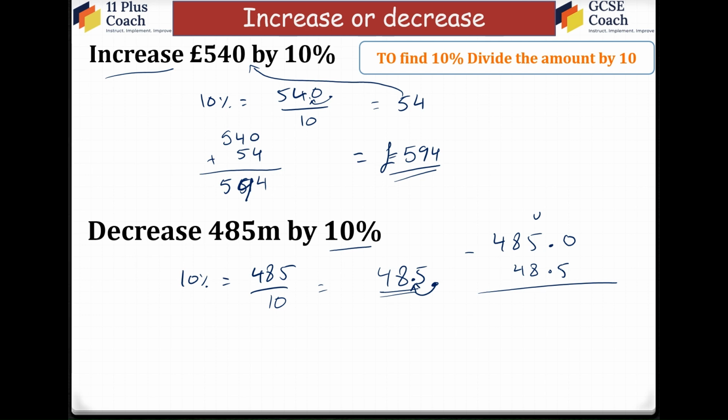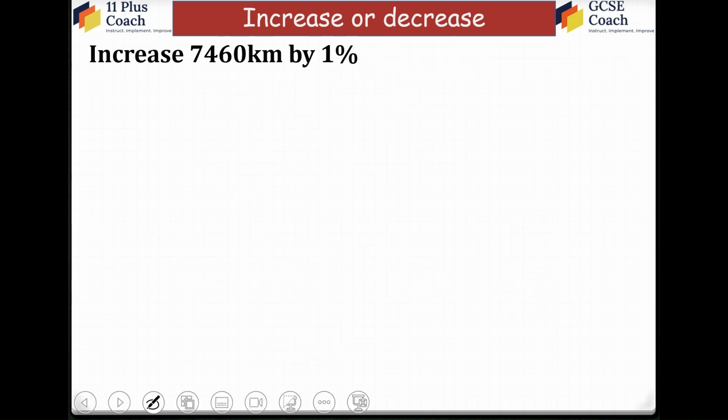Now, hopefully you remember this. When you're taking away, you can't take away a bigger number from a smaller number. So I need to borrow 1 from the 5. That becomes a 4, and that becomes a 10. 10 take away 5 is 5. I'm left with a 4. So I'll borrow 1 from the 8. That becomes a 7, and 4 becomes 14. 14 take away 8 is 6. The decimal point stays where it is. And then 7 take away 4 is 3. And 4 take away nothing is 4. So the answer to this question is decreasing 485 meters by 10% is 436.5 meters. Hopefully you got that right.